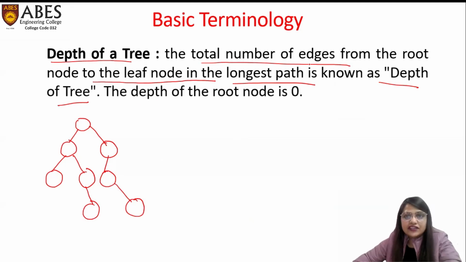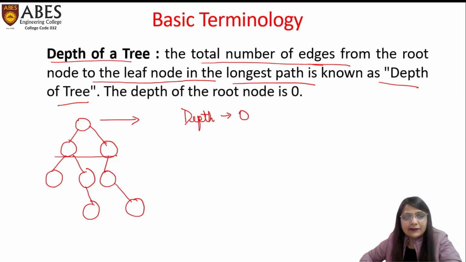The depth is the total number of edges from the root node to that node. It means this will be depth 0. The root node will always have depth 0 because we do not have to traverse any edge to reach this node. That's why its depth is 0.